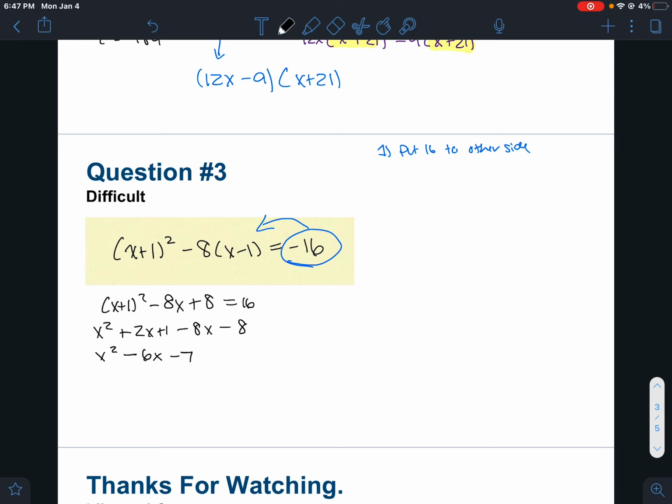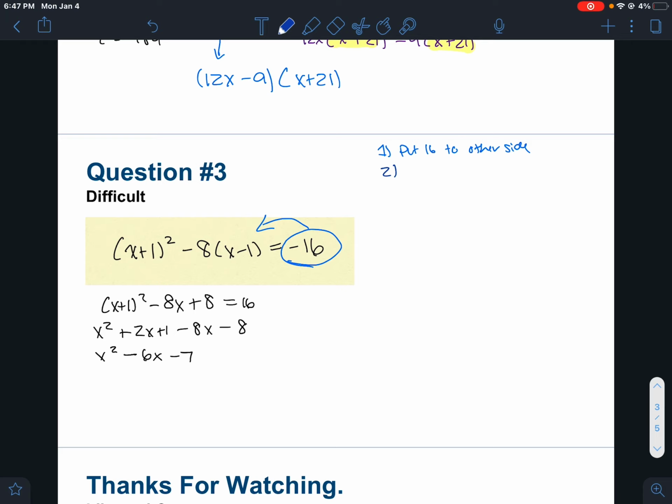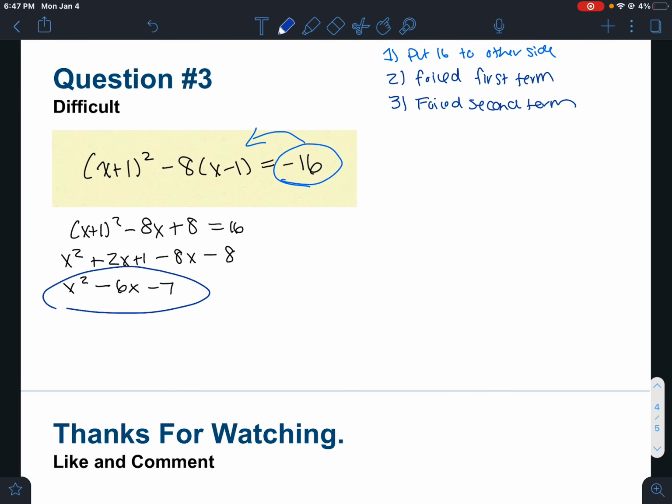So do that. And then I just foiled the first term. And then I foiled the second term. Now, you can go back to this, x squared minus 6x minus 7. This actually doesn't even require the AC method, so we can just go ahead and factor that. That should be x minus 7, x plus 1. And that's going to be our answer.